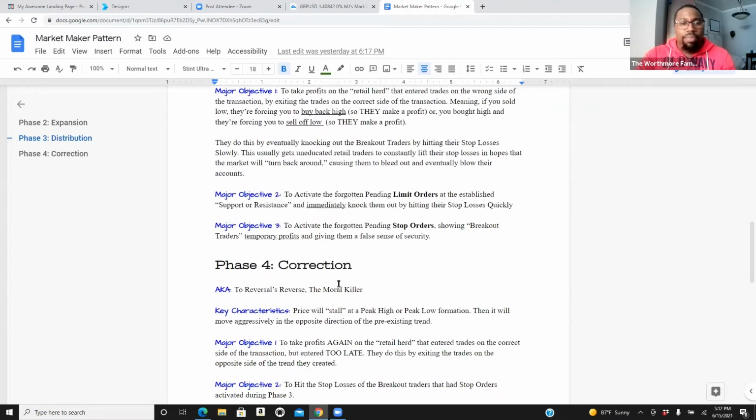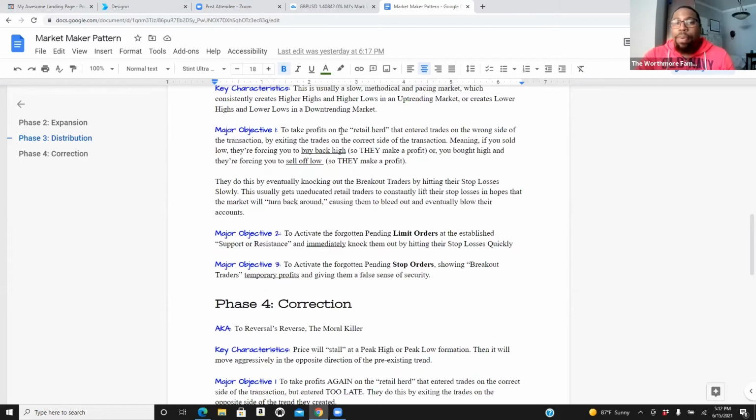There are 3 major objectives. Major objective number 1 is to take profits on the retail herd. Most retail traders all think the same way. It's called the herd mentality. So they want to take profits on the retail herd that enter trades on the wrong side of the transaction by exiting trades on the correct side of the transaction. That's how they make their money, right? So if you sold low, they're forcing you to buy back high so they can make a profit. Or if you bought high, they're forcing you to sell off low so they can make a profit, okay?